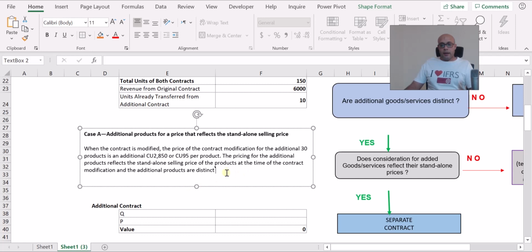Okay. And the additional products are distinct. What do you mean by distinct? Let's say that you are selling computers, for example. You agreed on 120 computers, and then you signed another contract with the 30 computers. All of these computers are sold and can be consumed, can be utilized, can be used separately. There's no customization. So each one of these computers can be used separately. So these 30 units, as per the case, are separate, not customized, not integrated with the original contract and the original product and services. So here we have the answer for two questions.